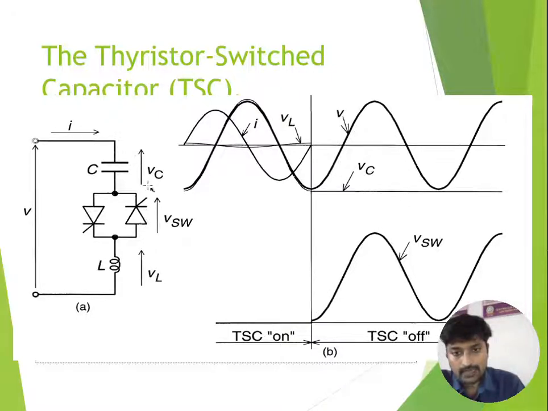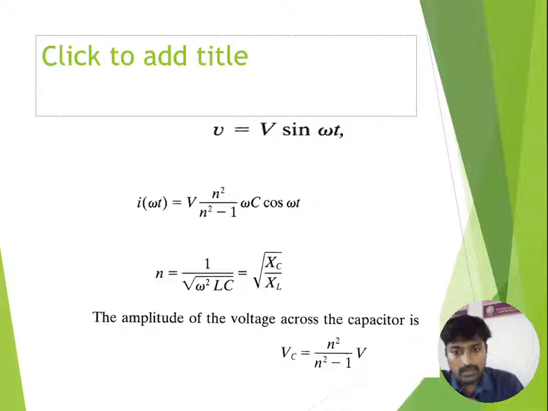The voltage across the switch, if it is working, means short circuit, it becomes 0. If it is not working, the voltage V appears across the switch, that is VST. So this is the basic fundamental operation. Based on the design of the capacitor, thyristor controlled capacitor operation is not possible. This can be achieved with some combination. So these are some fundamental equations of thyristor switched capacitors.